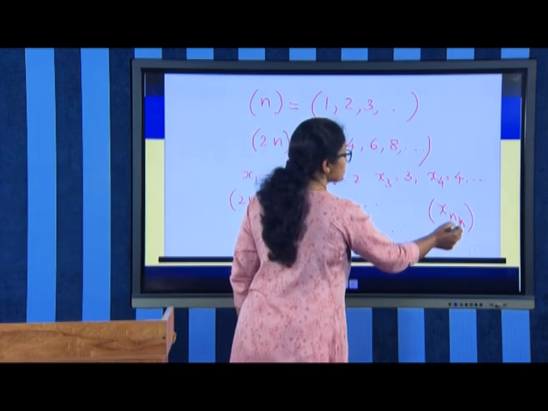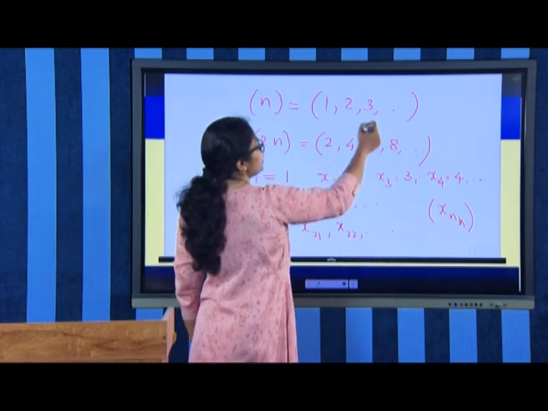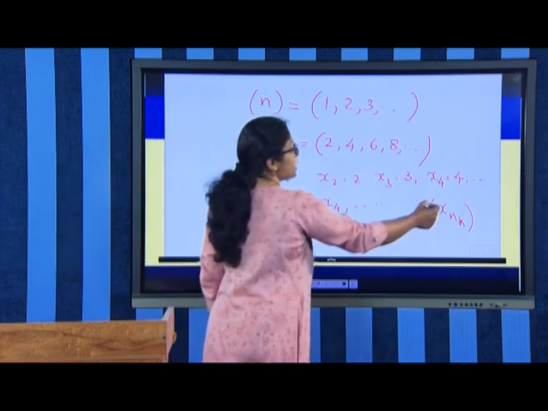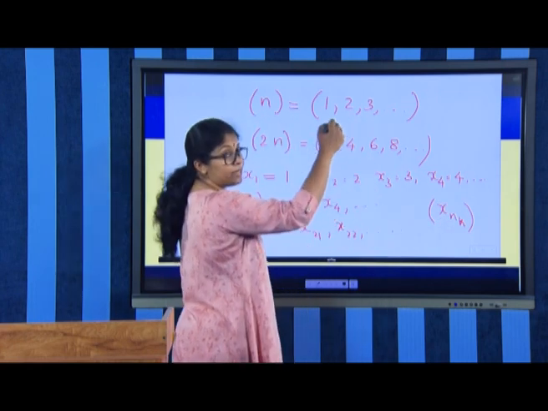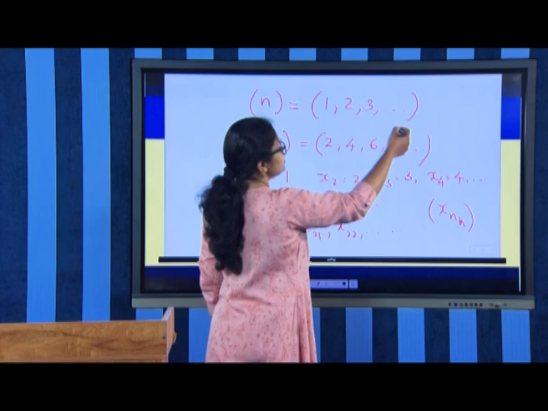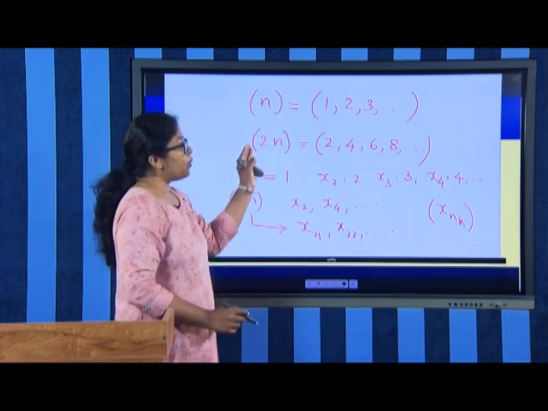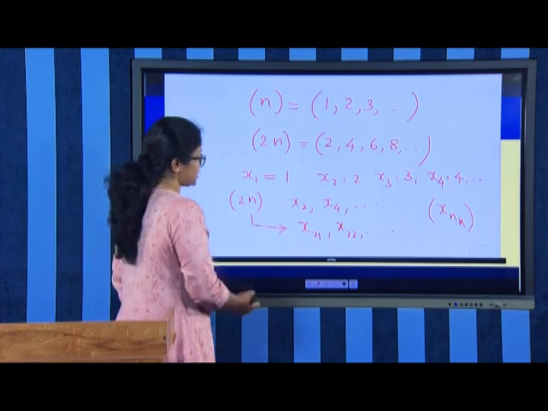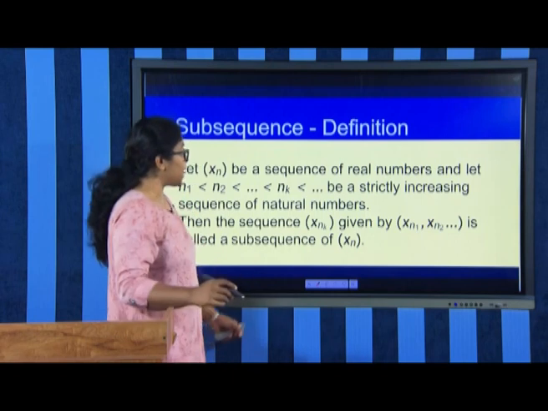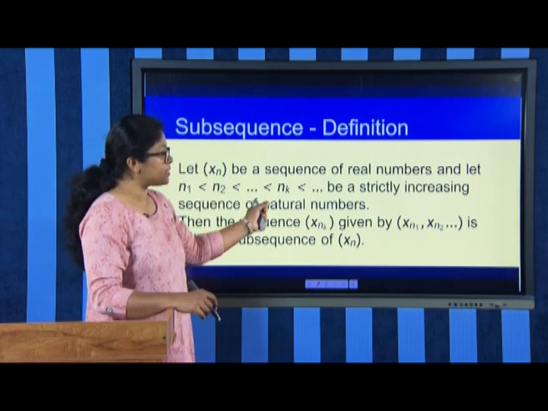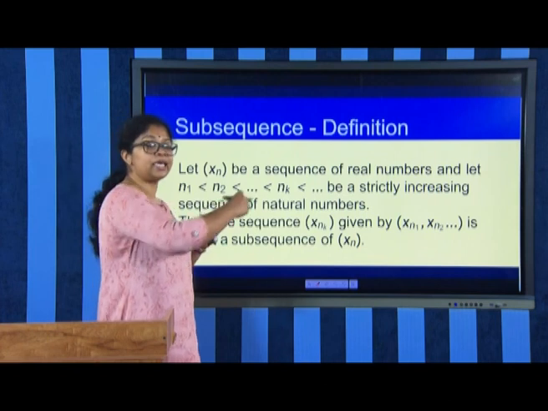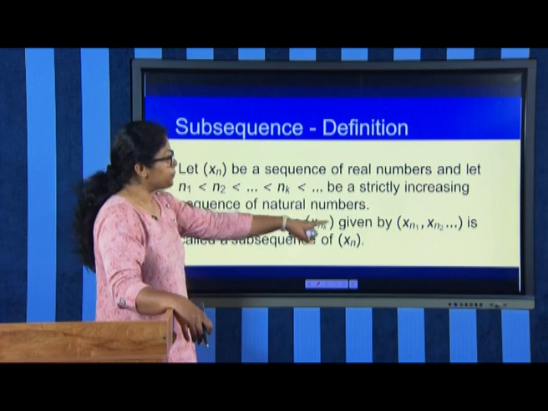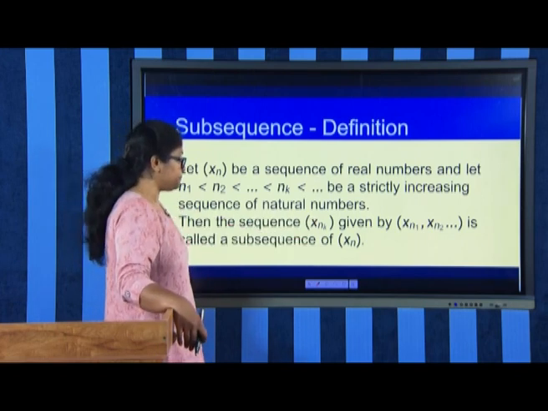So xn1 corresponds to some element xn in the original sequence, xn2 corresponds to an element or a term after xn1 and so on. So that is why the ordering of the terms of the sequence is important while considering the subsequence as well. That is why we have n1 less than n2 less than etc. less than nk to be a strictly increasing sequence of natural numbers. Then xnk is a subsequence of the sequence xn.